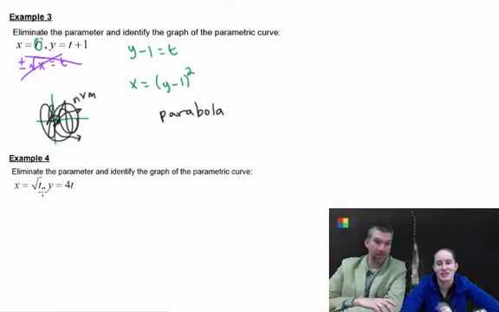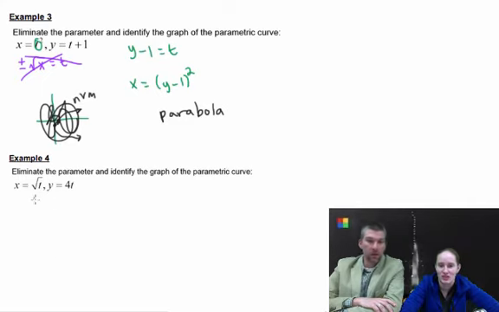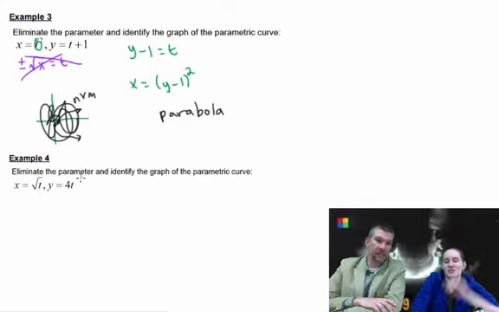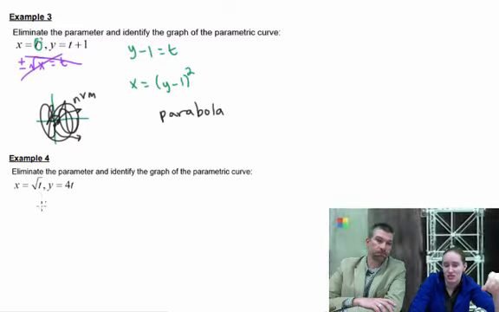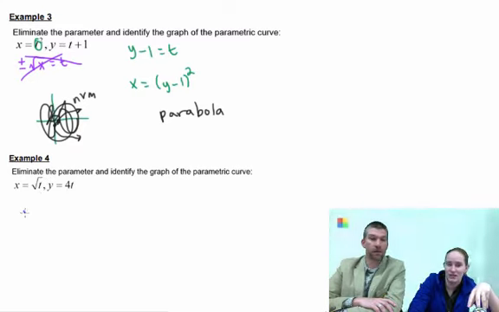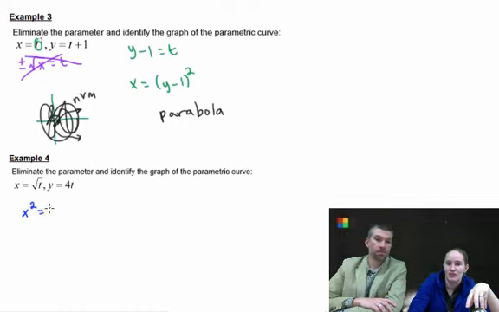Example 4. Eliminate the parameter and identify the graph of the parametric curve. So let's look at this. Solve the x equation for t. So square both sides. I'm cool with that. So x squared equals t.